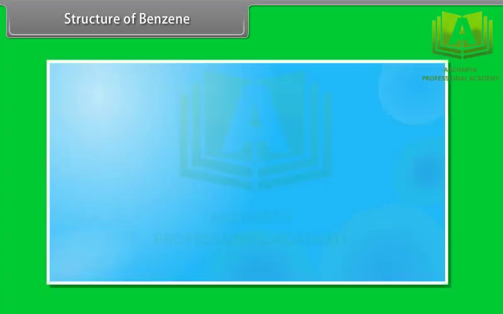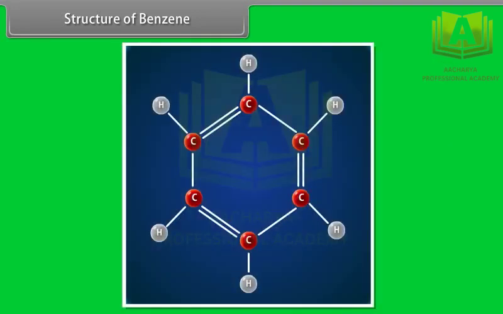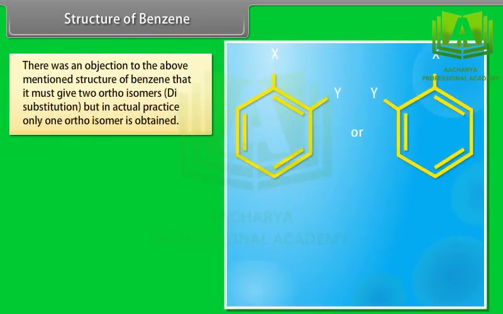Structure of benzene. A chemist, Kekule, in 1865 suggested the following structure for benzene. According to Kekule, 6 carbon atoms in benzene are on the 6 corners of a regular hexagon. Each C atom is attached to one H atom. There are 3 alternate double bonds between 2 C atoms to complete the 4th valency of carbon. There was an objection to this structure of benzene that it must give 2 ortho isomers on di-substitution, but in actual practice, only one ortho isomer is obtained.